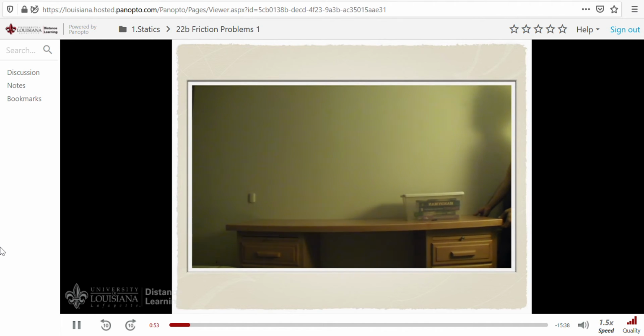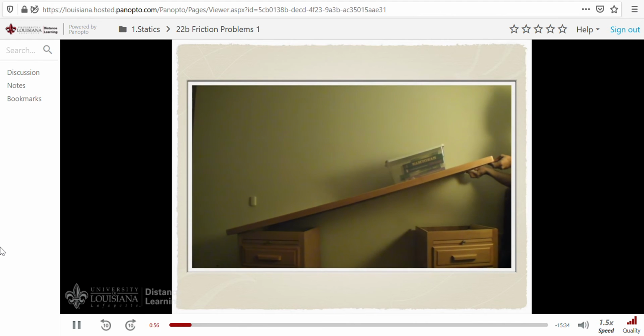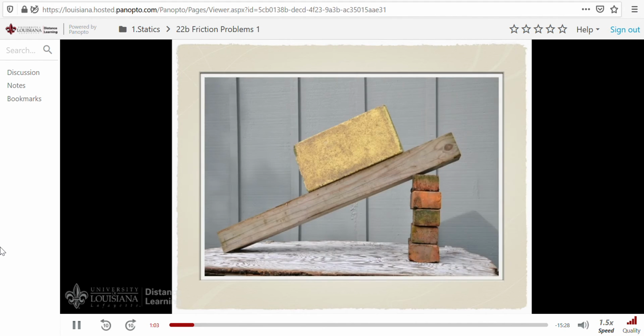As a first problem, let's consider a box which is resting on an inclined plane at a certain angle. And of course, if the angle is too steep, the box will slip. And here's a follow-up problem. Say you place this brick on this inclined board. Will it stay in place or will it slip down the plane? Let's analyze a problem like this.